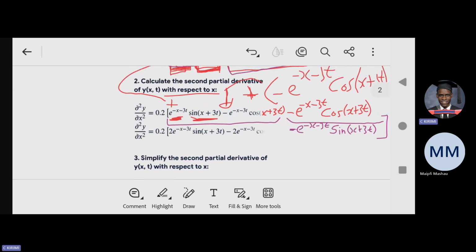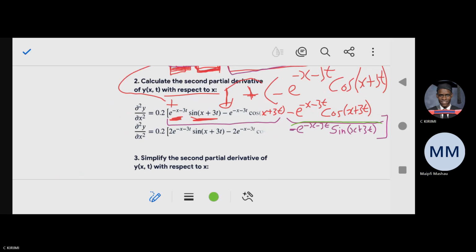So let's erase. Let's make them vanish. It's correct. So this one is going out because of the negative, going with this one. It's going out. All right, so that is the first step.